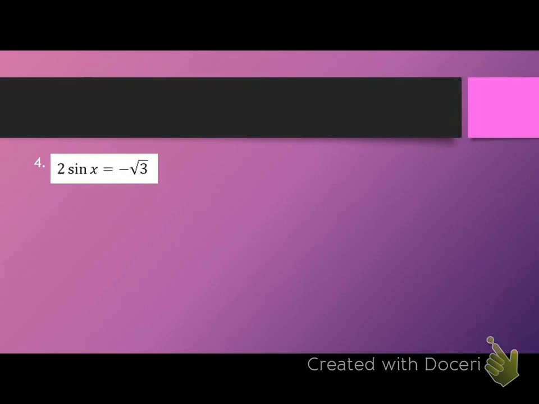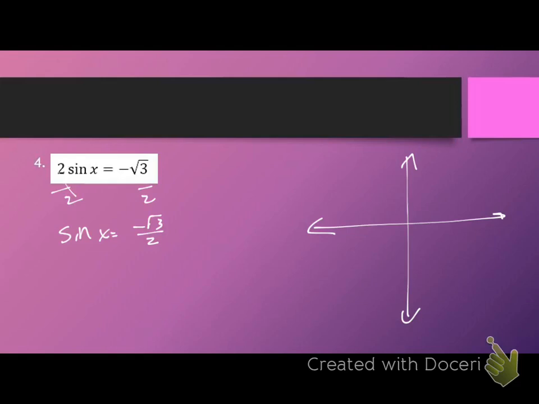Okay, so we just got to divide by 2. So sine of x is equal to negative radical 3 over 2. So go to your quadrants. Where is sine negative? Well, sine is negative here and here. Well, we're already not in quadrant 1, so we're not going to start in quadrant 1. So if we were to type this into our calculator, inverse sine of negative radical 3 over 2, then it would give us an angle measure.